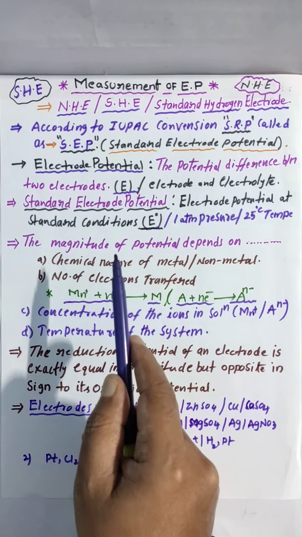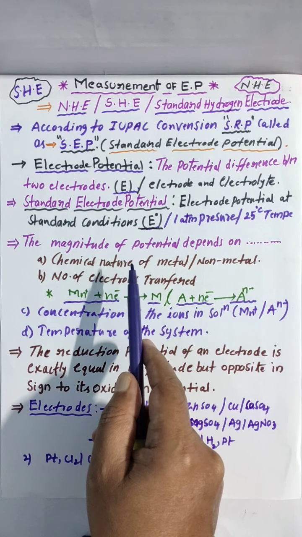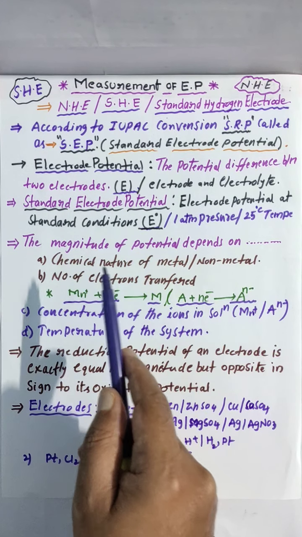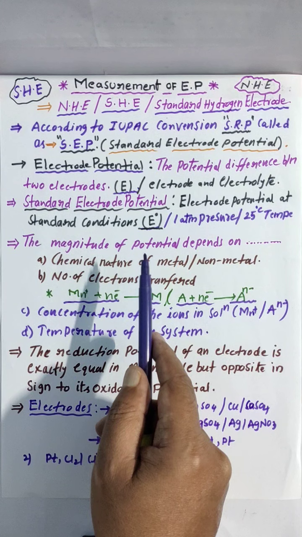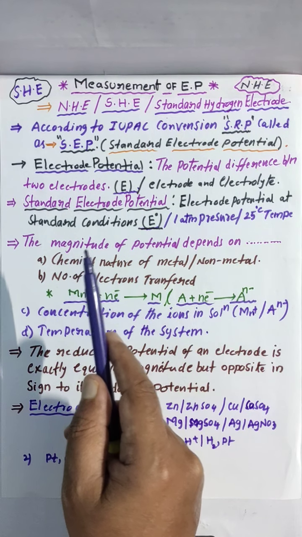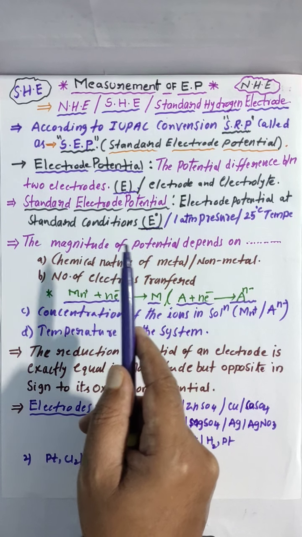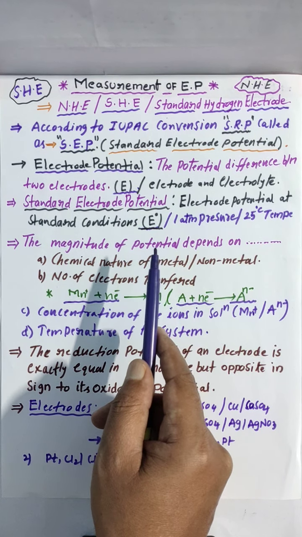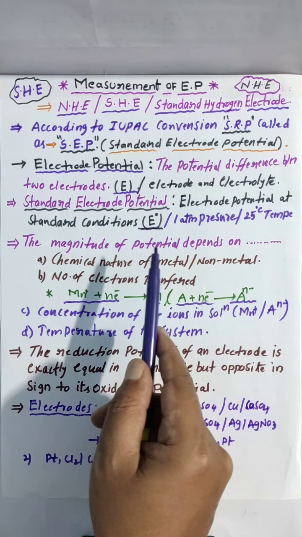Electrode potential measurement in electrochemistry is a very important topic. How to measure electrode potential? To know this concept, first we have to recall a few basic concepts which we learned previously.